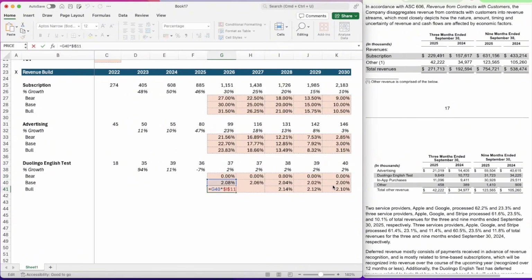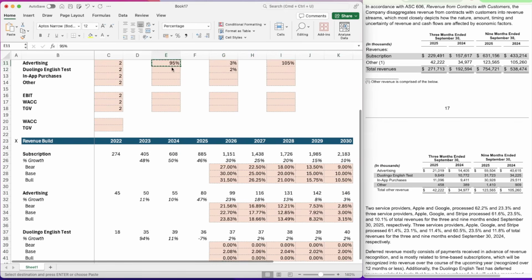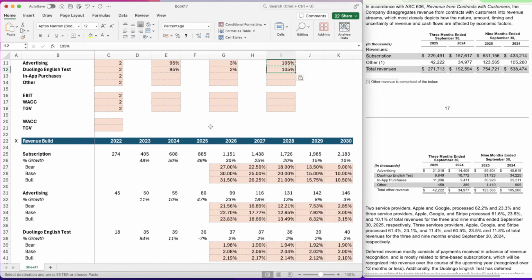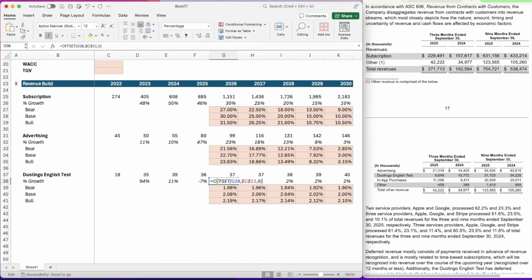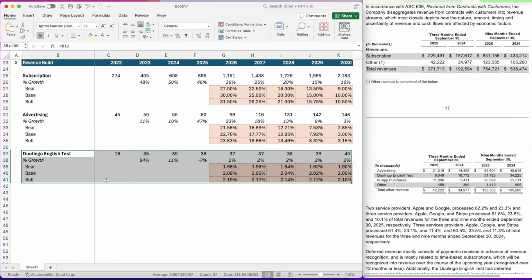I'll fix that in a second. It shouldn't be 0. I just need to put a figure in the cell at the top. See, it's working now. There we have it. So it does look like the Duolingo English test segment is plateauing, and it will probably be like that rather than being a fast growth segment.